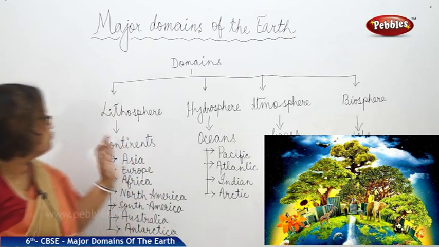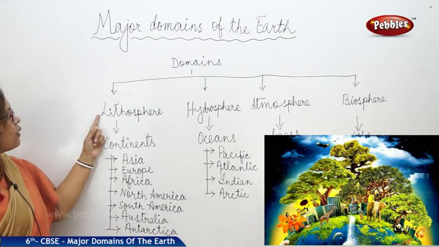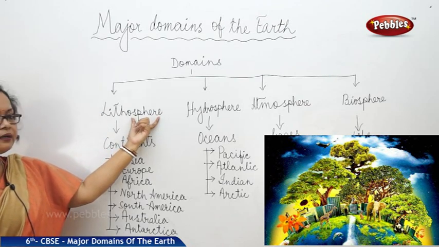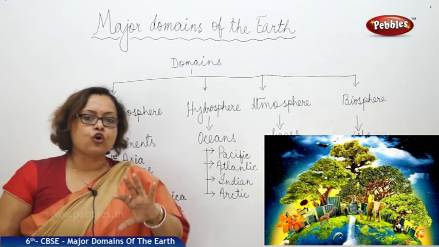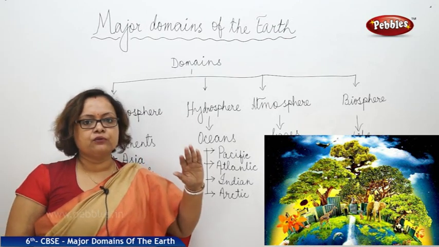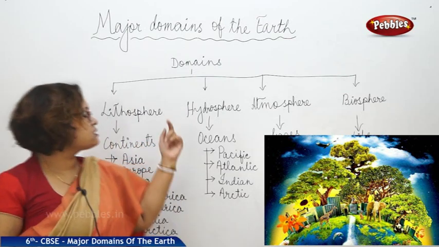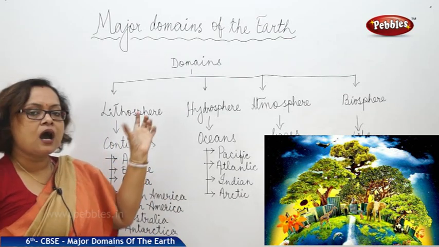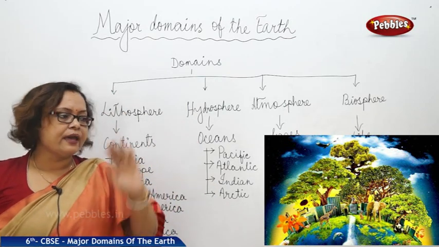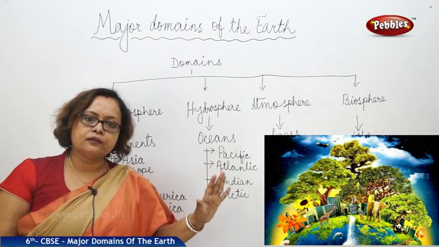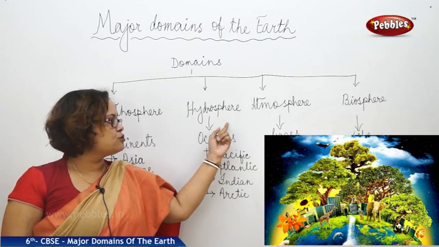If we say lithosphere, the word is divided into two parts. One is litho, the second part is sphere. Litho means the rocky part, the rock. So the rocky part of the world is known as lithosphere. Next, come to hydrosphere. Hydro means water. So the part we can see full of water, the watery part of the world, is known as hydrosphere.